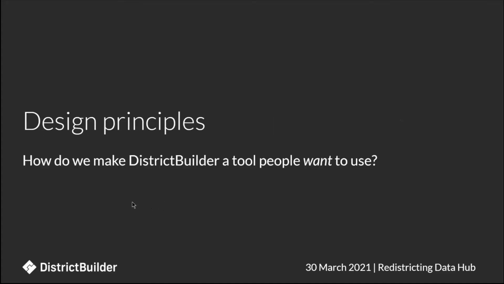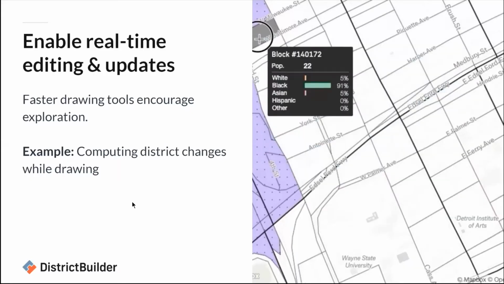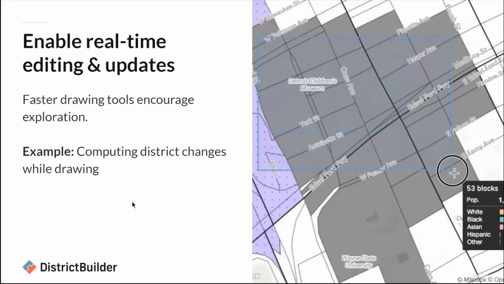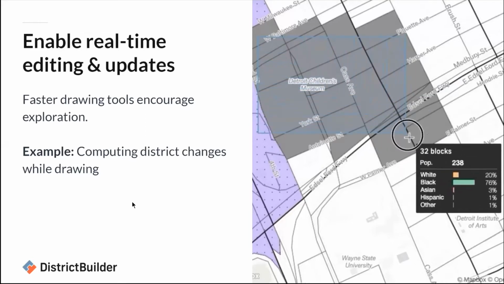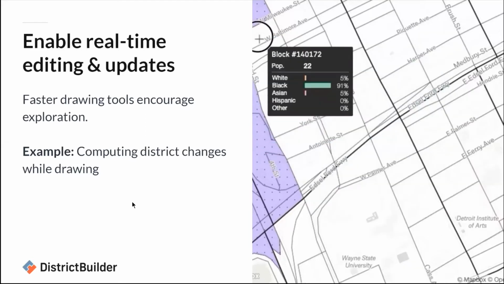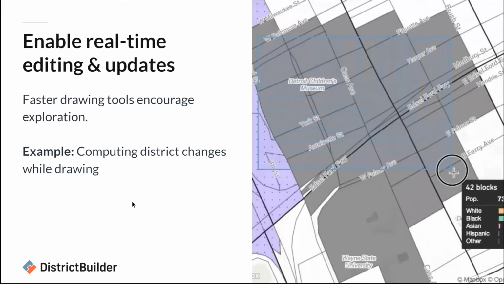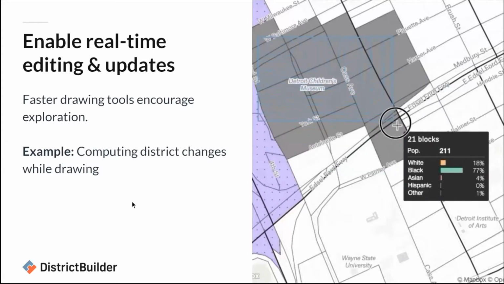So we are guided by a few design principles in answering those questions. We want to make sure that there are real-time updates in the data and the changes that you're making, so you can see exactly how many blocks you're selecting when you select a number of blocks and what that population is that you're actually changing within your district.